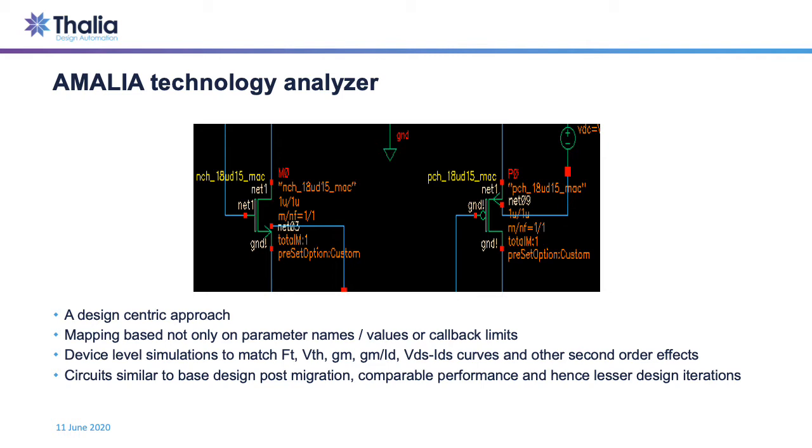Using this capability, we were able to see that the target technology here, the 22 nanometer, as far as the VD-SAT was concerned, was very different to the base technology, and that was the reason why the MOS transistors were moving into the triode region. We'll look into the differences in more detail in the next slide.